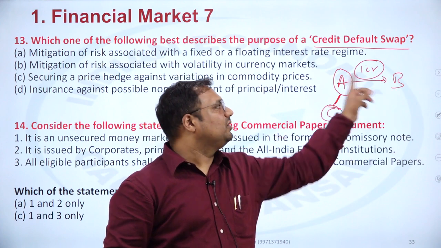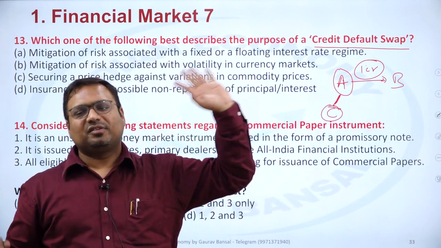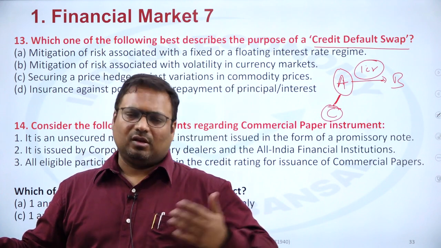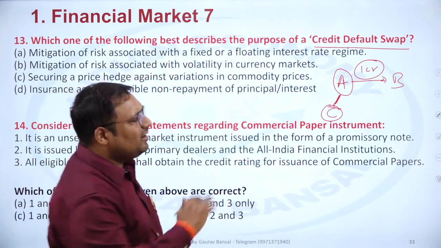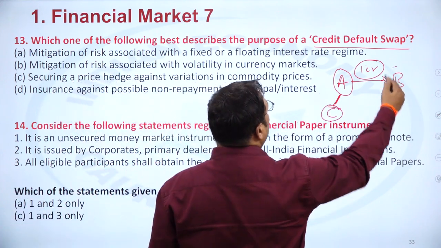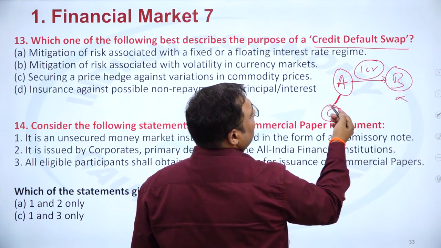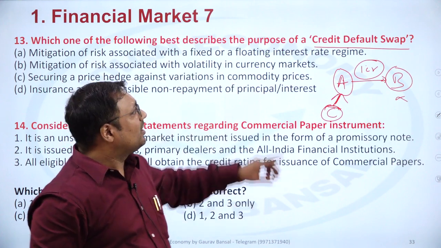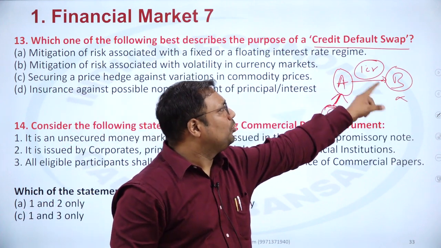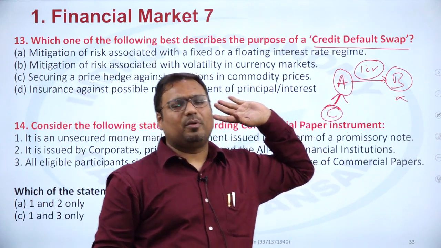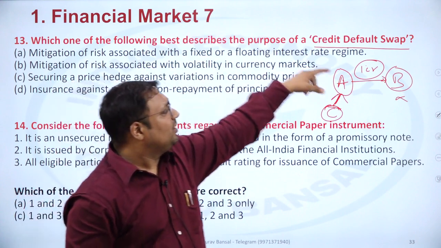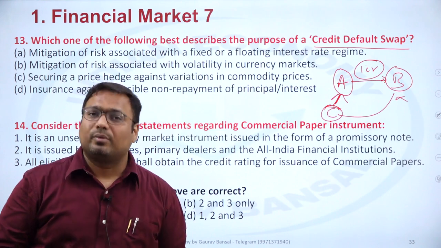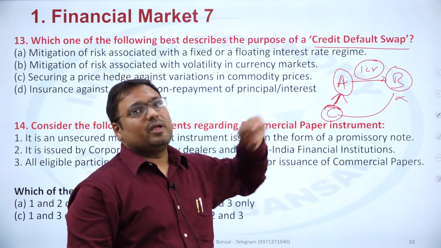Let us say B doesn't pay. There is always risk in the market. You have given a loan to someone, the other person may not pay. So that risk is always there. Let us say the other person doesn't pay, then C will pay you. So credit default, the credit that you have given, if it is defaulted by the other party, if they don't pay, then instead of B, C will pay you. This is the swap. C will pay you.